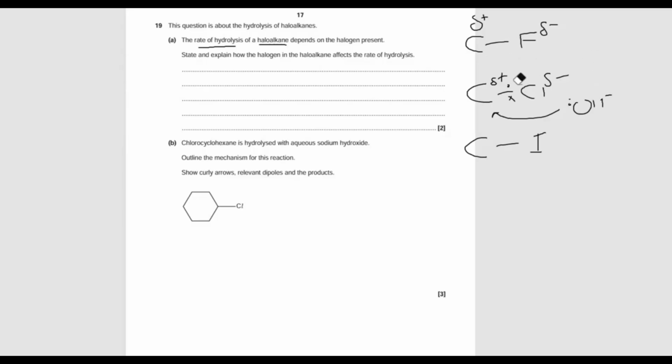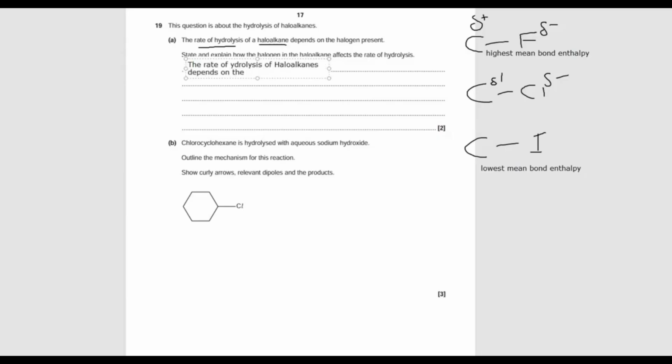Now, what's going to control the rate of hydrolysis? Some people get mixed up and think, well, fluorine's the most electronegative, so it's going to attract the nucleophile more, but that is outweighed by the mean bond enthalpy. The mean bond enthalpy of carbon and fluorine is way higher than carbon and chlorine, and then carbon and iodine. So the rate of hydrolysis of a haloalkane depends on the mean bond enthalpy, and that's going to get you a mark.